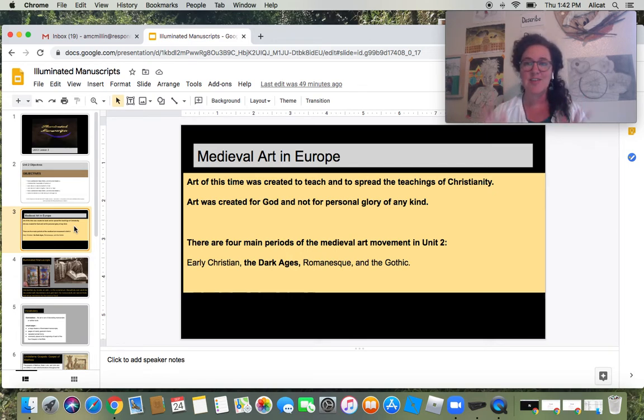Medieval art in Europe, the important thing to always remember about all of the art created during this time, just 1,000 years from the 5th to the 15th century, is that it was mostly created to spread the teachings of Christianity. There was no goal of the artists to become famous in and of their own right. They were creating art for God, to celebrate God and to spread Christianity. That's why most of the artists are anonymous as well, so we don't always know who made it. It's just the name of the artwork most frequently, or where it was from.